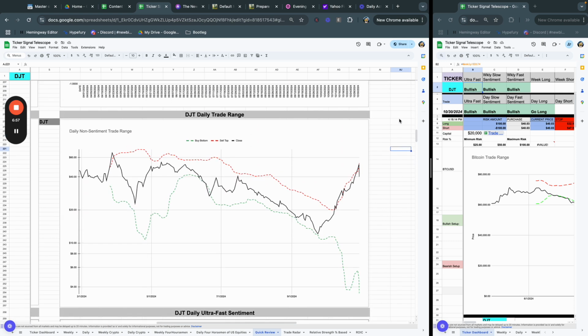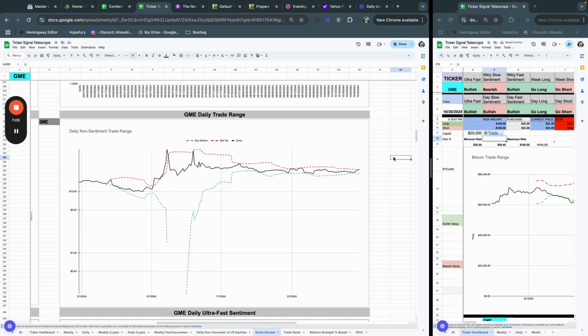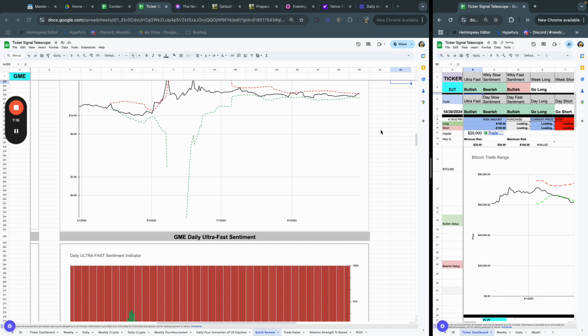Because I'll tell you what, you want to see the original meme stock? Let's look at GME real quick, and we'll look at what this range looks like. There's no way it looks anything like what DJT is. You see that? That's the difference between something that can crater and go to the moon very quickly, and then it just ends up essentially being a useless stock that you can't really trust and you don't want to have your money in.